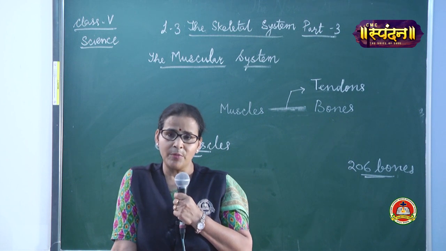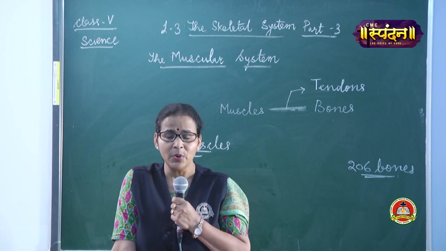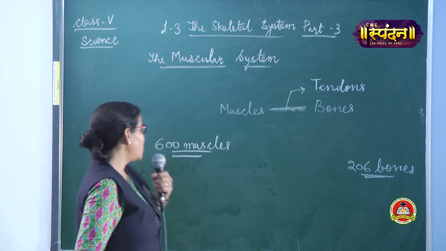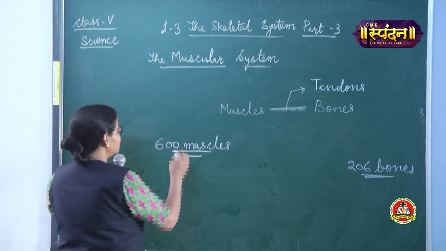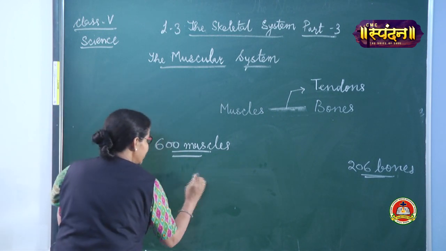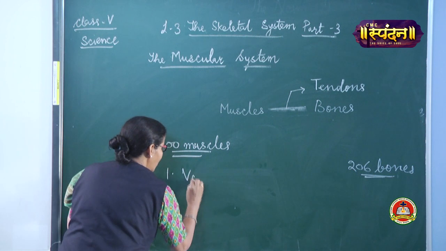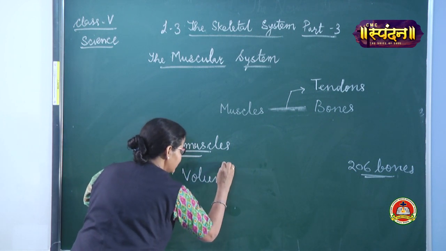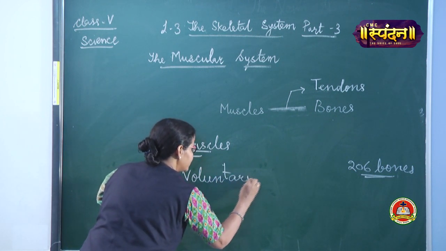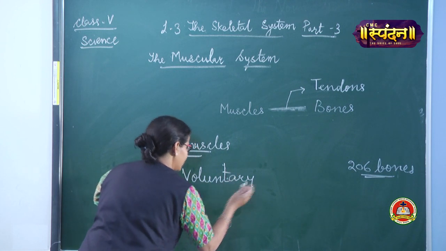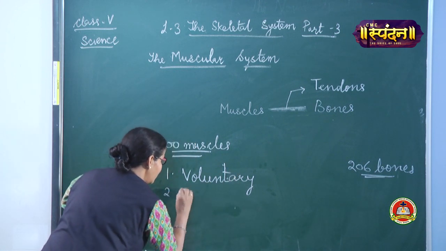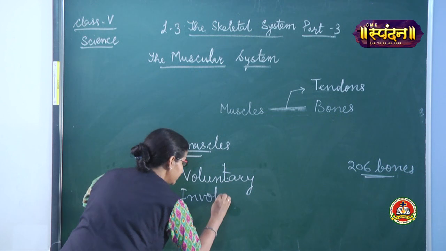Okay? Right. So now, how many types of muscles do we have in our body? A very broad classification is given in your book. We have basically two kinds of muscles. What are the two kinds of muscles? Number one, voluntary muscles. And number two, involuntary muscles.